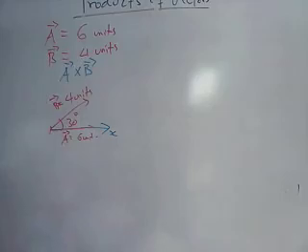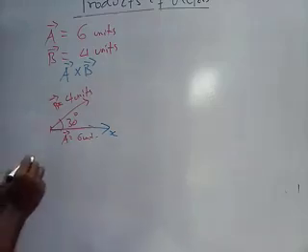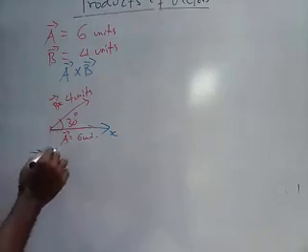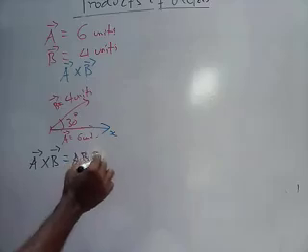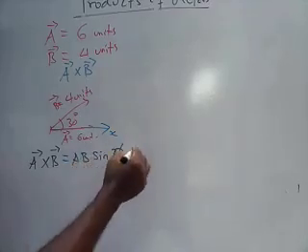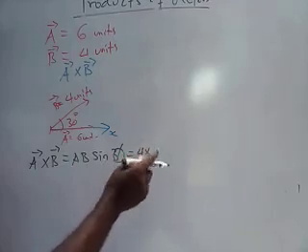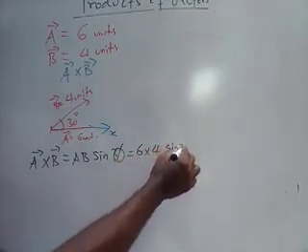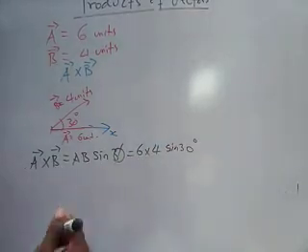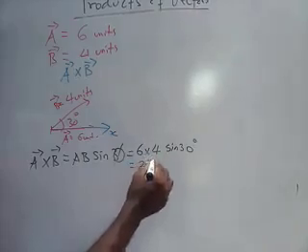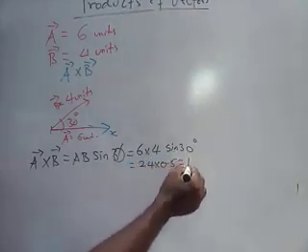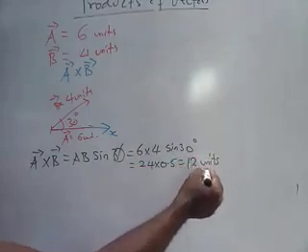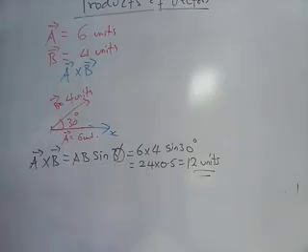Which is very simple. You already know the formula that you want to use. A cross B is the same as AB sine theta. Our A is 6, our B is 4, sine 30 degrees. Sine 30 is 0.5. So this is 24 multiplied by 0.5, which gives 12 units.